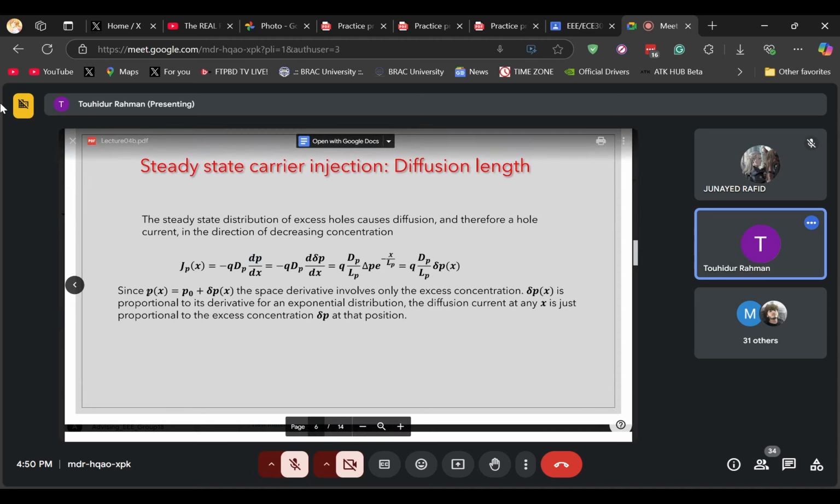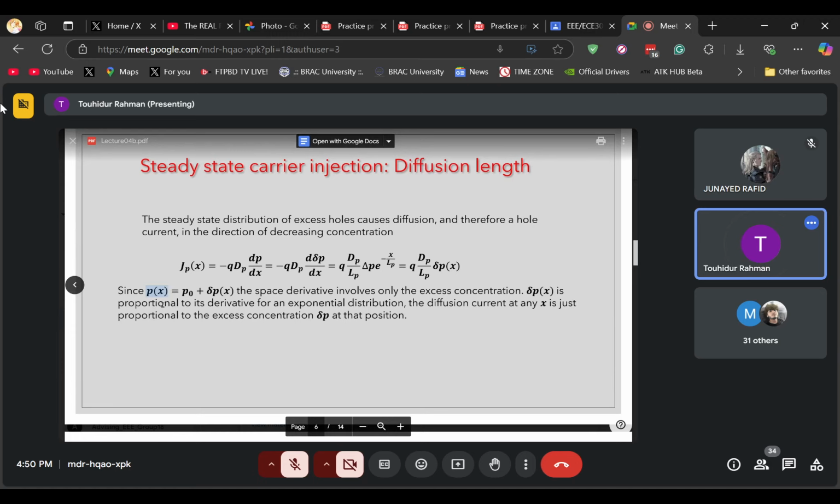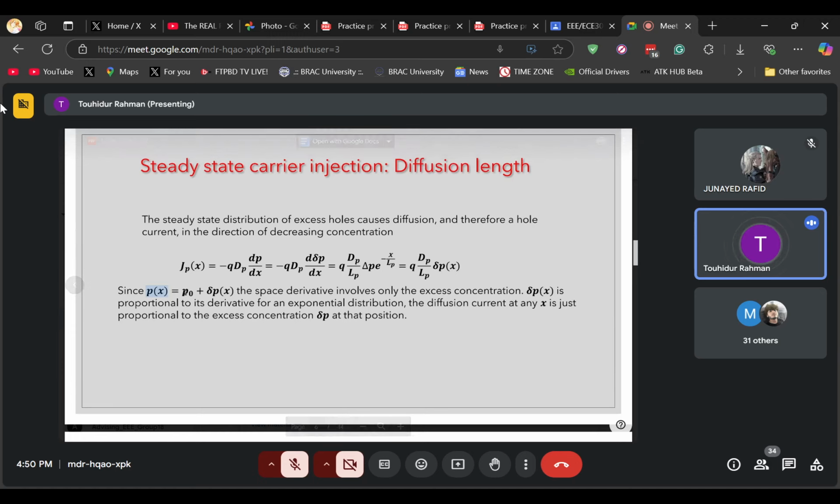Can anyone tell me why this p becomes delta p? Okay. So this is why. The total hole concentration is equal to doping concentration plus excess carrier. And how do we generate excess carrier? Light, heat, or any other external energy. We cannot change the P0 because P0 is a permanent change, but light and heat are temporary changes. Temporary change will be a function of time and also a function of space.